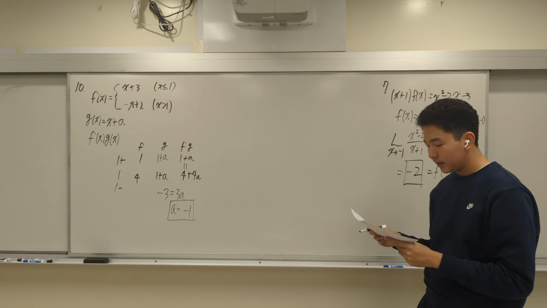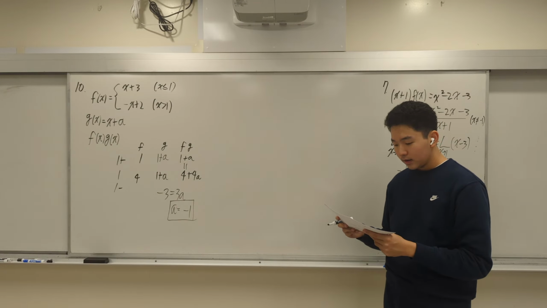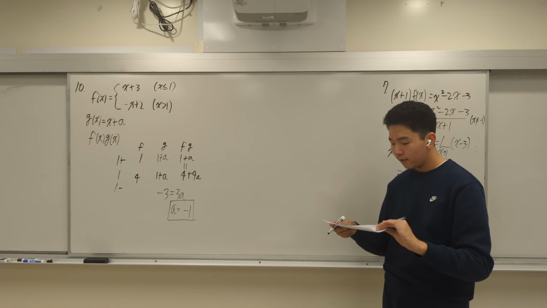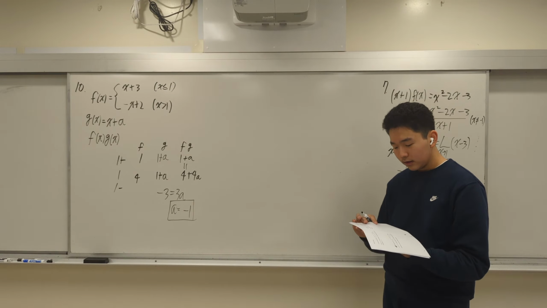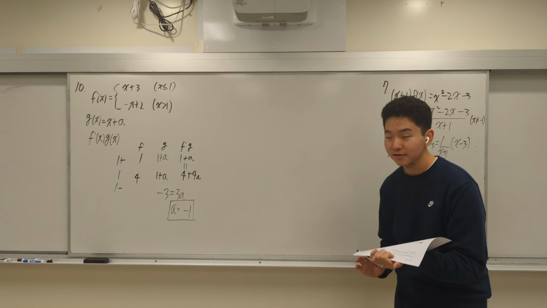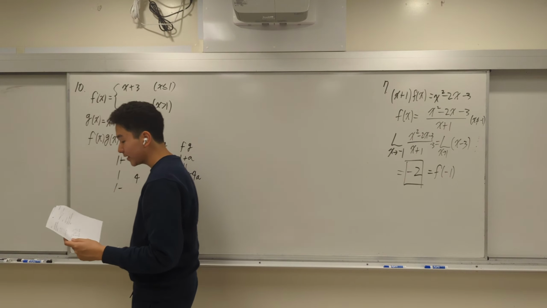Number 11, g of x over f of x, right? I'll leave that up to you guys. And number 12 is f of x times f of x minus 1. I'll leave that up to you guys too. So I'll write down all the homework questions at the end.